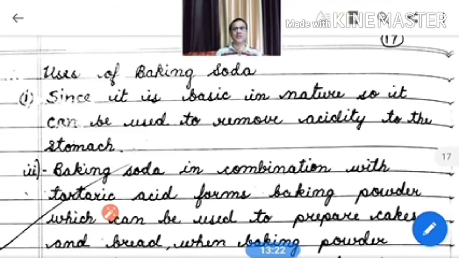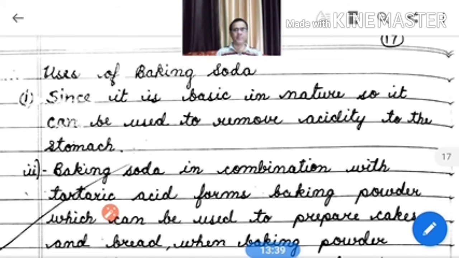Uses of baking soda. Since it is basic in nature, it can be used to remove acidity in the stomach. So when a person suffers from acidity, and baking soda is taken, it gives relief from the acidity in the stomach.